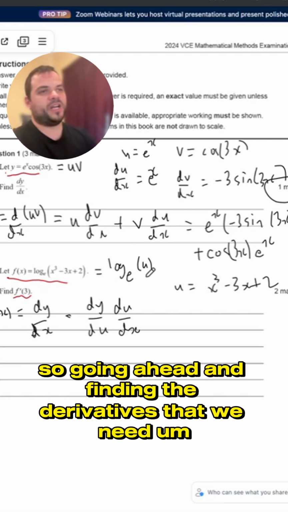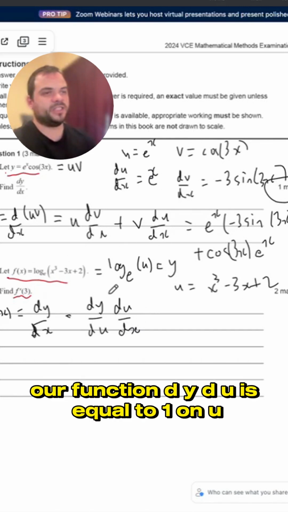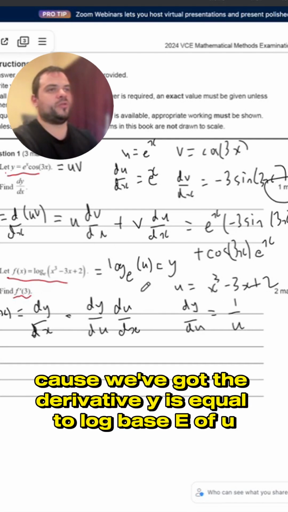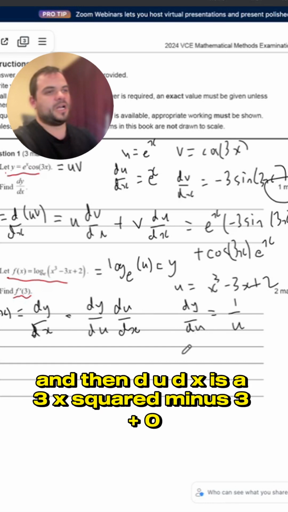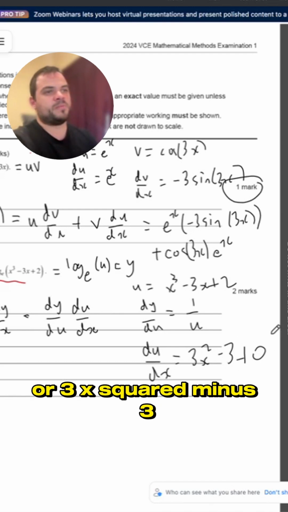So going ahead and finding the derivatives that we need, we've got f of x equals log base e of u. This is our y, our function. dy du is equal to 1 on u, because y is equal to log base e of u, so the derivative of y with respect to u is 1 on u. And then du dx is 3x squared minus 3 plus 0, or 3x squared minus 3.